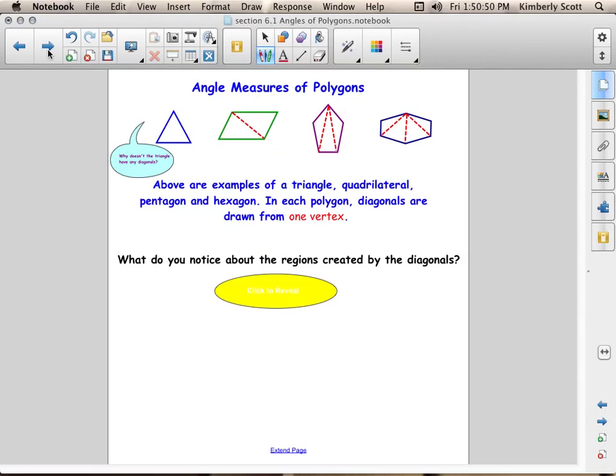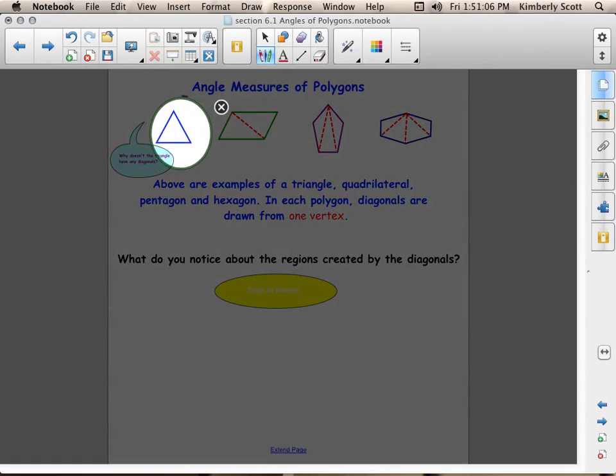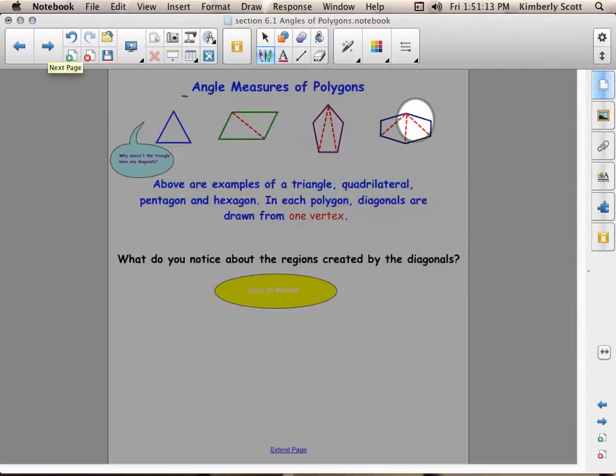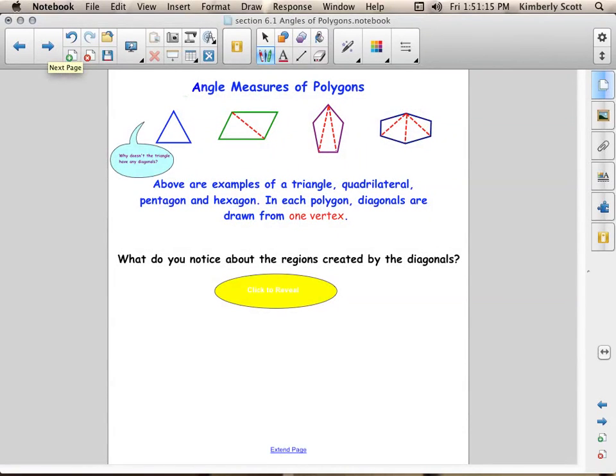Okay, now we're going to get into the new stuff. I have a bunch of figures drawn up here. They are all convex polygons, which are the ones we're going to be working with. You've got your regular triangle, then over here you get your quadrilateral, your pentagon, and your hexagon. What has been drawn in each one of them is a diagonal, and it is only a diagonal from one point.